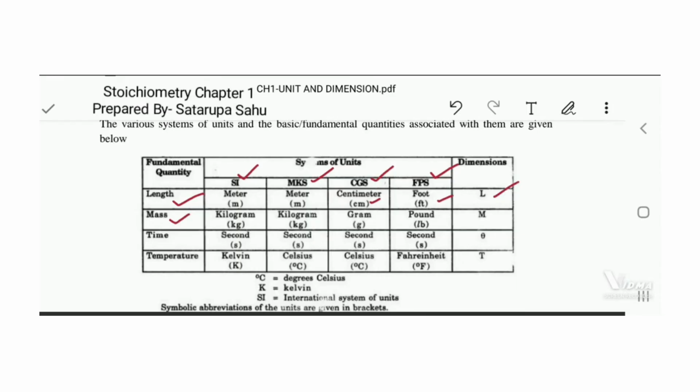Whereas for mass, the unit for SI and MKS is kg, for CGS it is gram and for FPS it is pound, and the dimension is M. Similarly for time, all the units are second, and the dimension is theta. For temperature, the SI unit is Kelvin, MKS unit is degree Celsius, CGS unit is degree Celsius, and FPS unit is degree Fahrenheit, and the dimension is capital T.